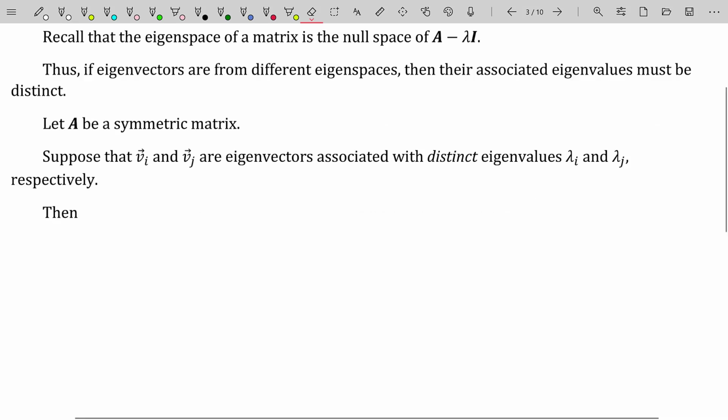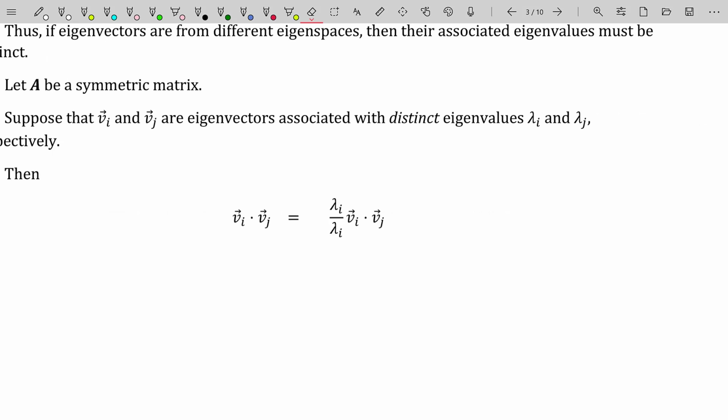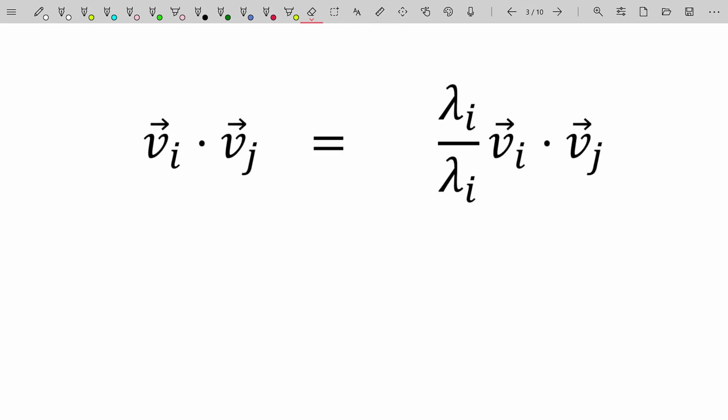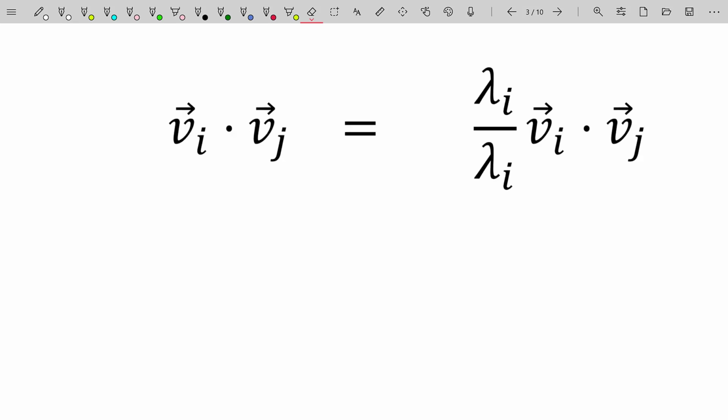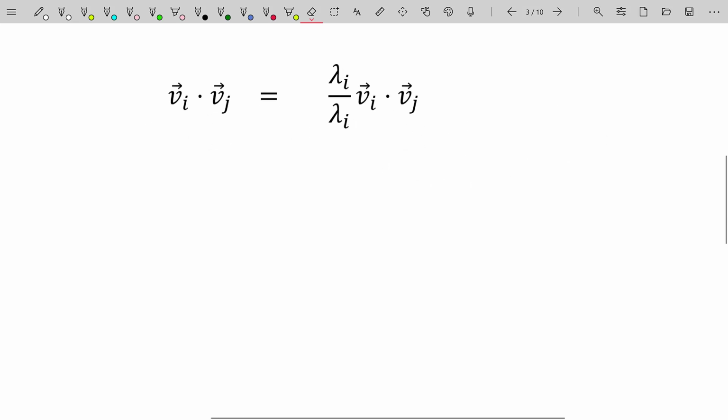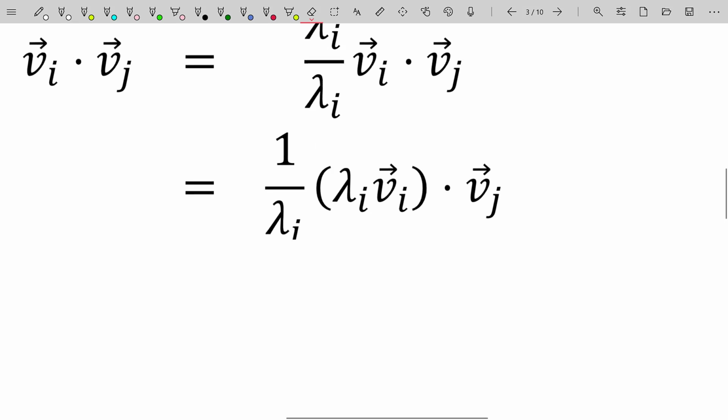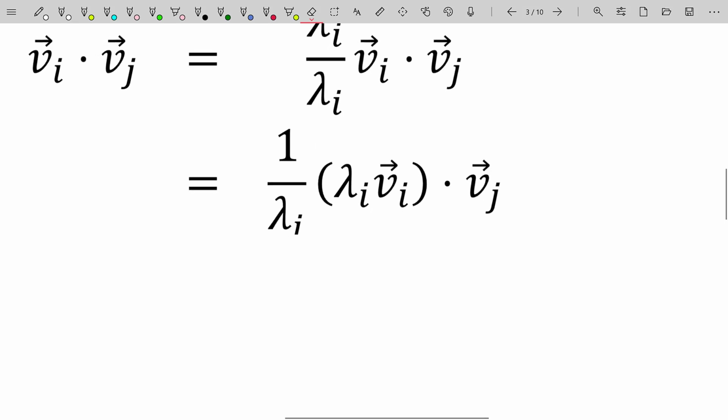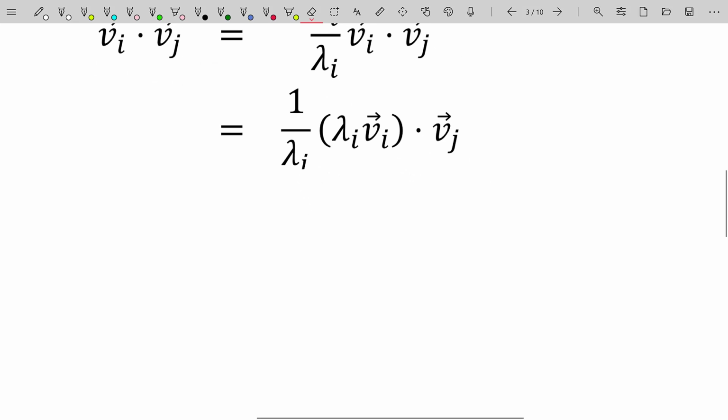Well, if that's the case, then take the dot product of those two vectors. Notice what I did here: I wrote the dot product of v sub i and v sub j as still the dot product of v sub i and v sub j, but with lambda sub i over lambda sub i. Now, lambda sub i could be 0, so we have a little bit of wonkiness here. Maybe we'll be able to fix that as we move forward. We'll find out. That can be rewritten as 1 over lambda sub i times lambda sub i v sub i dotted with v sub j. Nothing really crazy there.